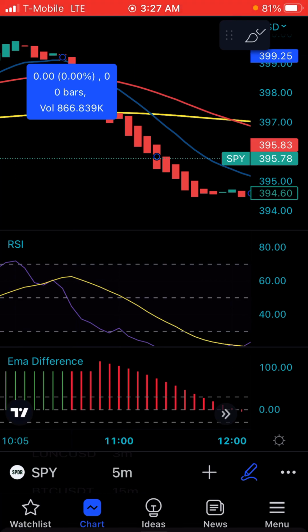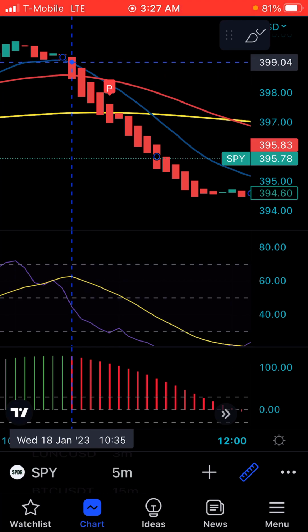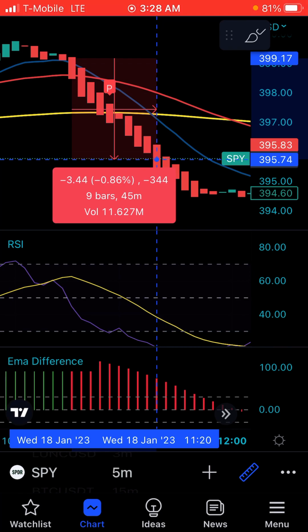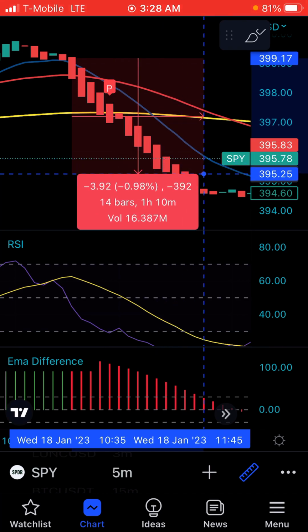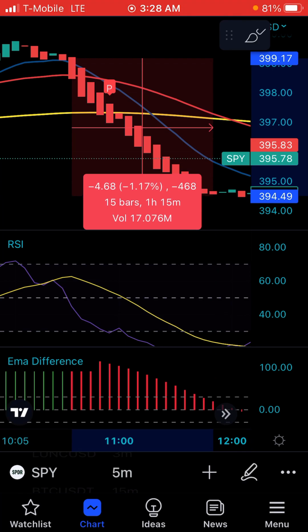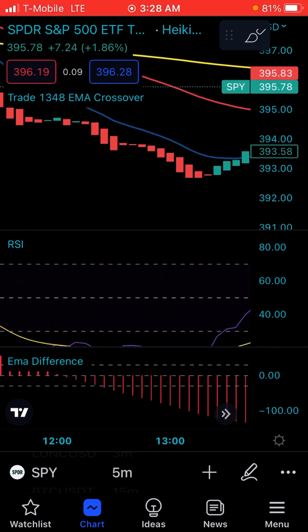So we go here, and we get in right here, and then we can just ride this all the way down. You see that the red is starting to shrink, so that could be a signal that it's going to maybe go back up. But that right there, with just the EMA difference, helped you in just an hour and 15 minutes, a price difference of 468. So that helps out. And see, it went down a little bit more.